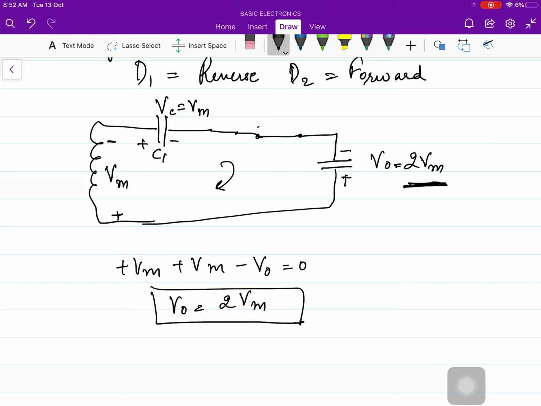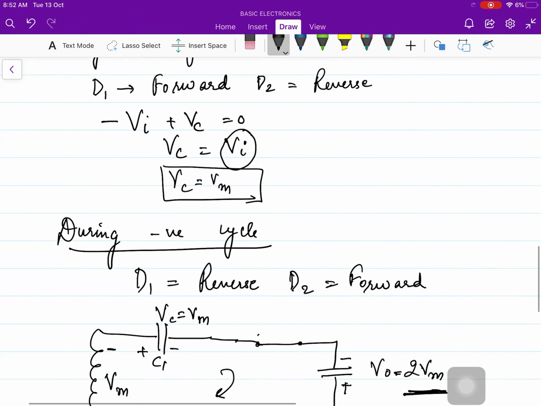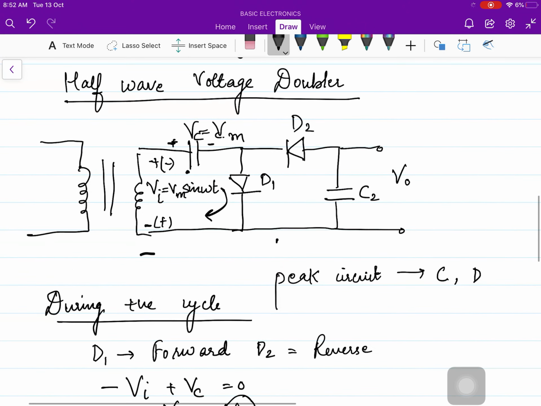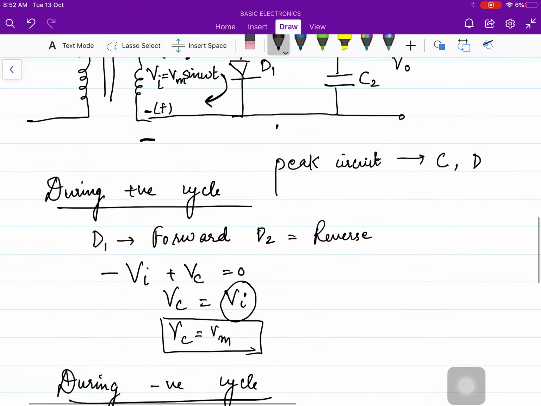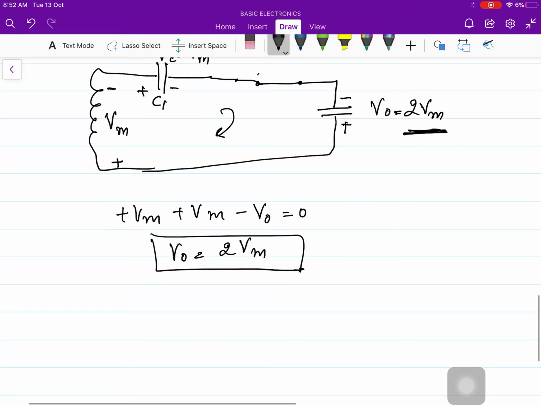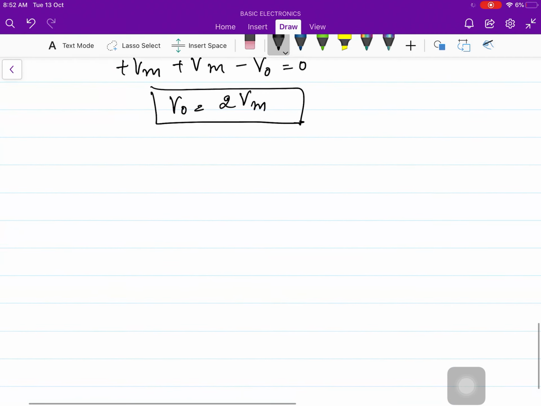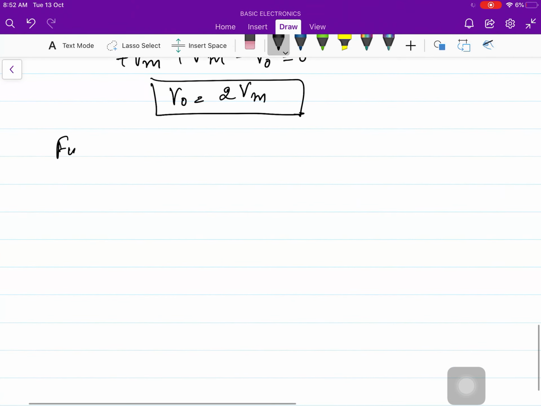In the case of the full wave voltage doubler, we will again see the circuit and see why it is called a full wave voltage doubler. So I hope that it is understood by all. You need to only remember the circuit and just analyze it as you were doing in the case of clampers, and you can find out the V0. Now let us move on to the full wave voltage doubler.